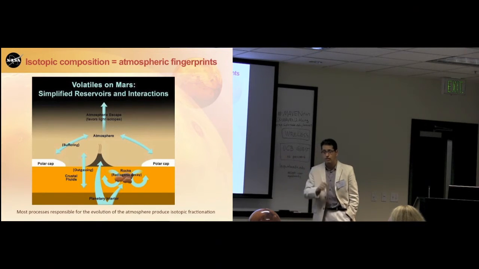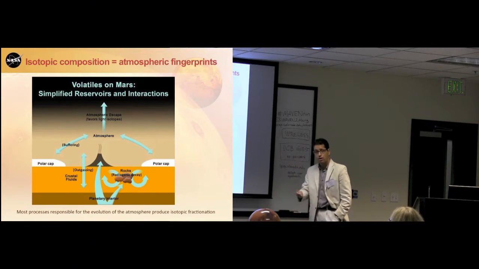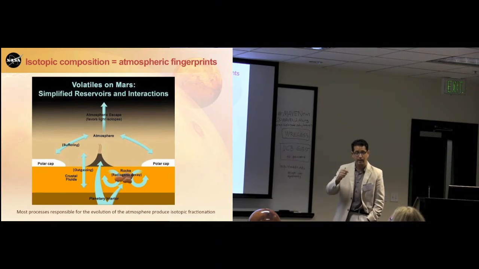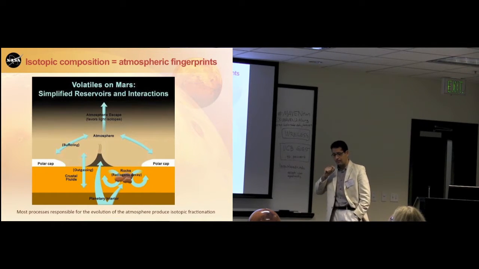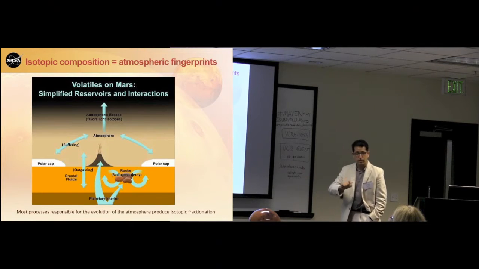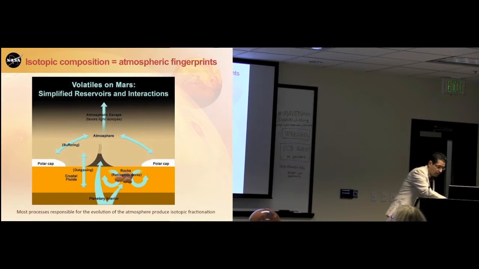And if we can read the isotopic signature in the atmosphere of Mars, or in the atmosphere that is embedded in rocks on Mars, then we can retrieve that record of the atmosphere at the time when the rocks were formed.